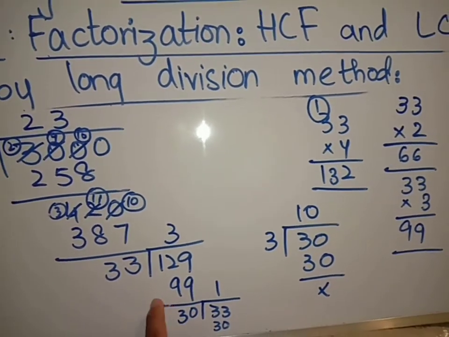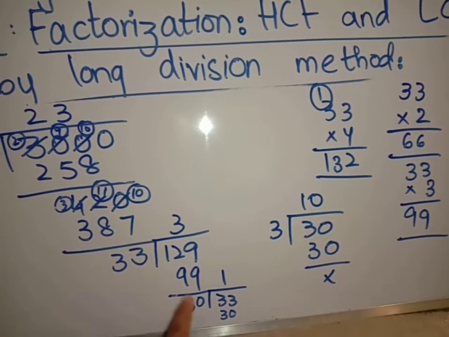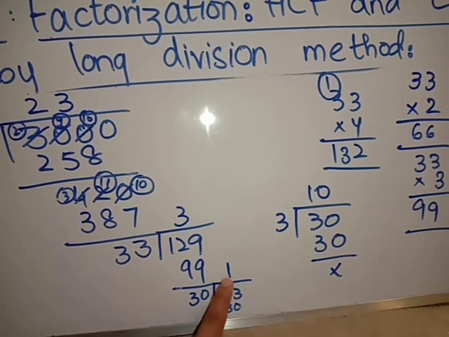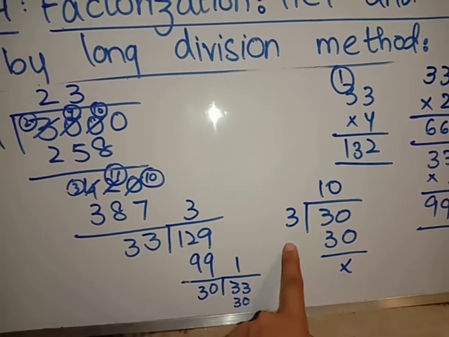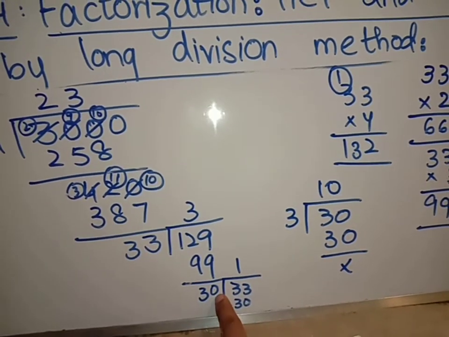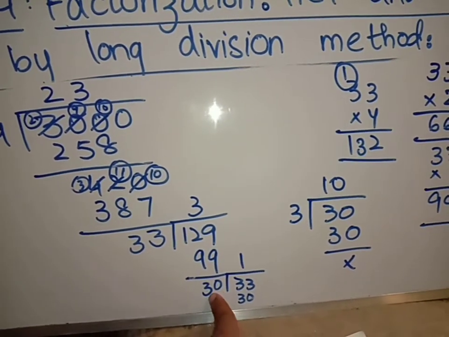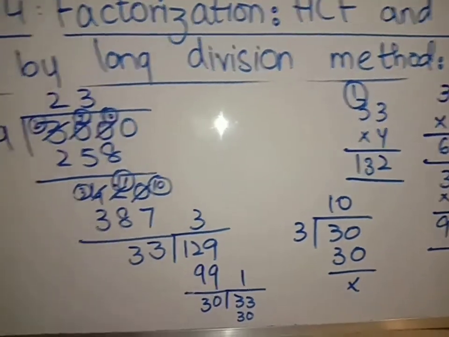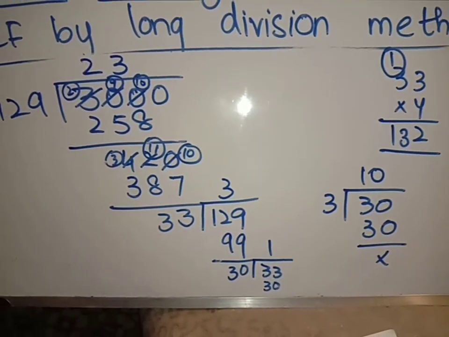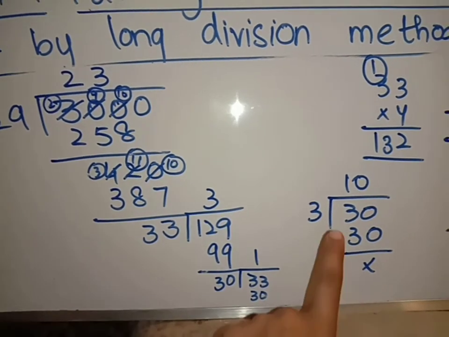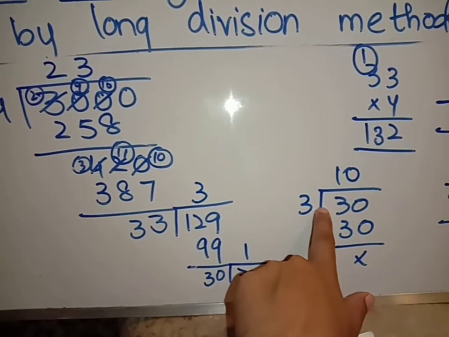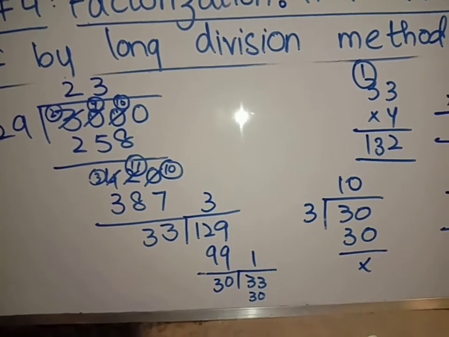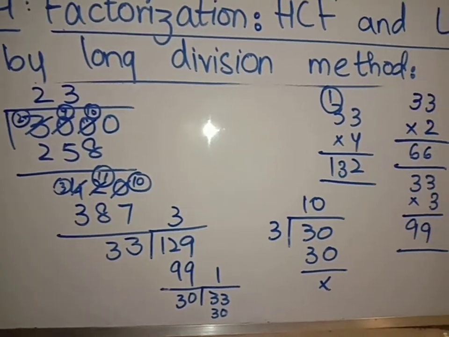And now 30 is less than 33. So I took 33 inside the box. Now 30 ones are 30. The remainder is 3 and 3 is less than 30. So we took 30 inside the box. 3 tens are 30. The number which is the last number that divided the inner term, this will be our HCF. So here HCF is 3.